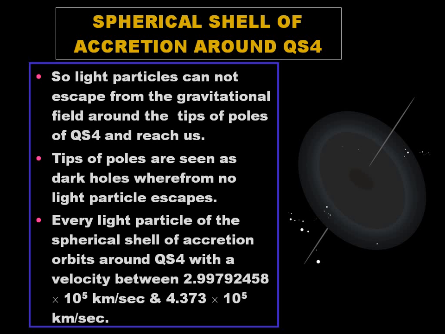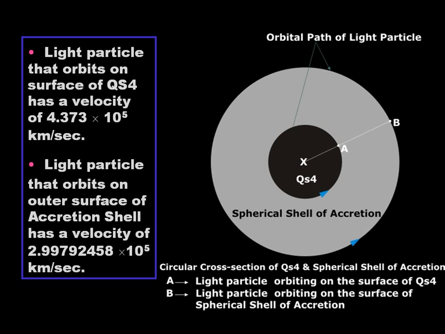Every light particle of the spherical shell of accretion orbits around QS4 with a velocity between 2.9979258 into 10 to the power 5 kilometer per second and 4.373 into 10 to the power 5 kilometer per second. Light particle that orbits on surface of QS4 has a velocity of 4.373 into 10 to the power 5 kilometer per second. Light particle that orbits on outer surface of accretion shell has a velocity of 2.9979258 into 10 to the power 5 kilometer per second.